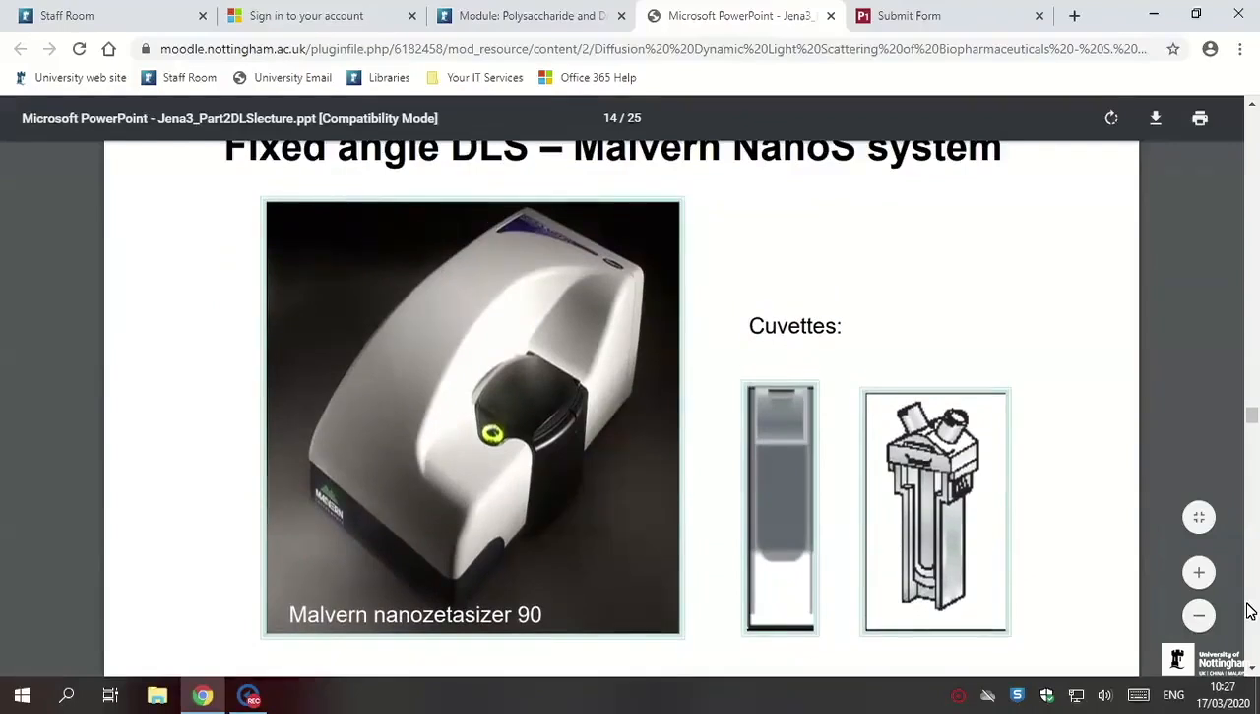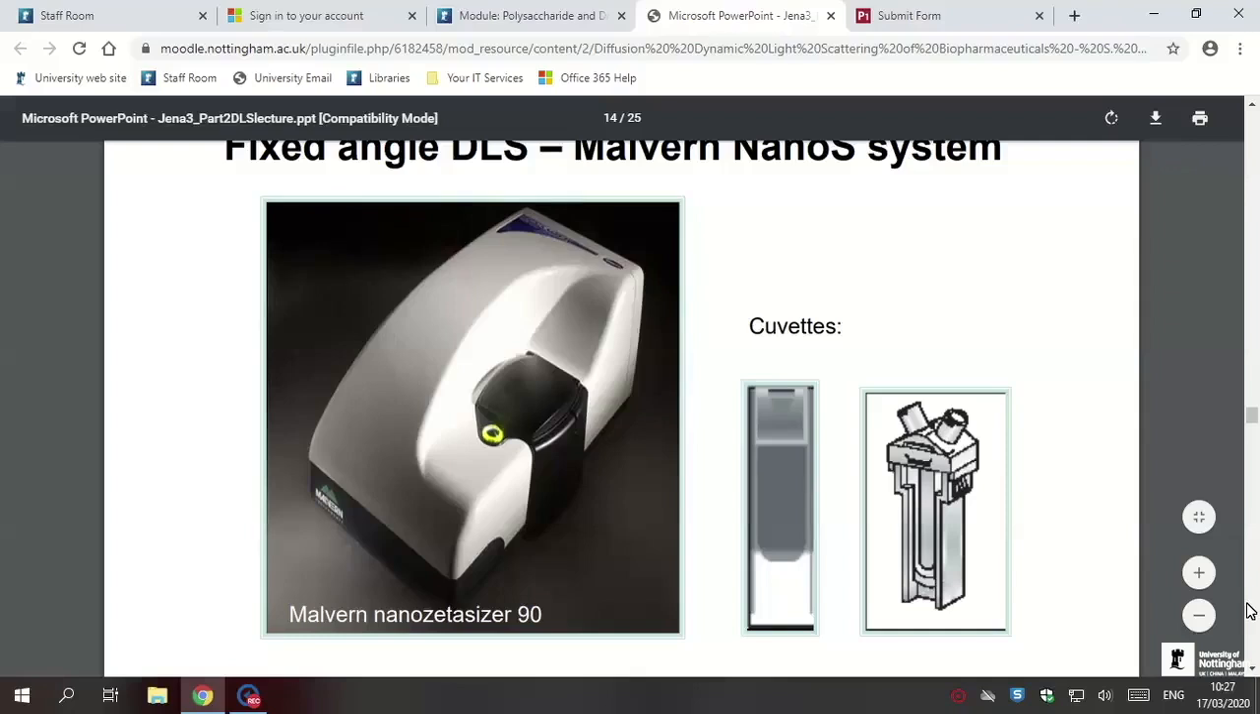This has got just 2 angles. One high angle and one low angle. So if you're worried that you're getting rotational diffusion effects, you can check by looking at both angles. But usually the low angle measurement, which is 12 degrees, is sufficient to remove asymmetric scattering effects. But you've got that check that that problem is there because you just specify the angle 173 or 12 degrees and it will make the measurements for you.